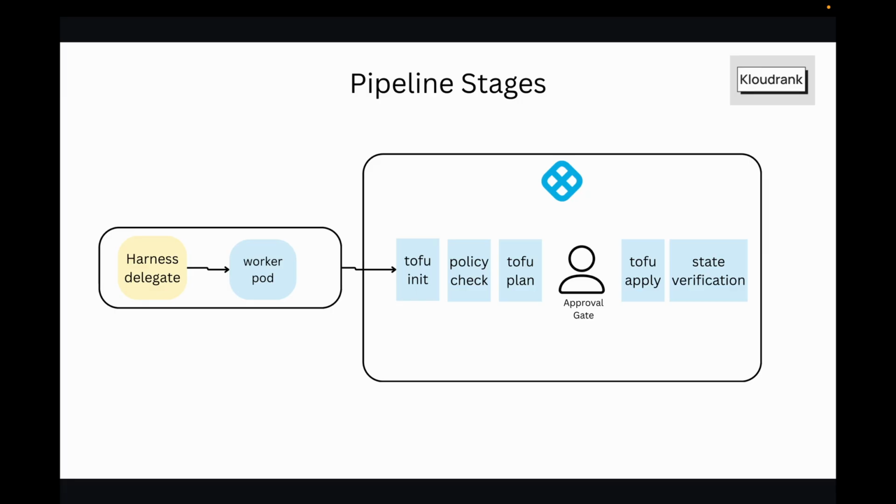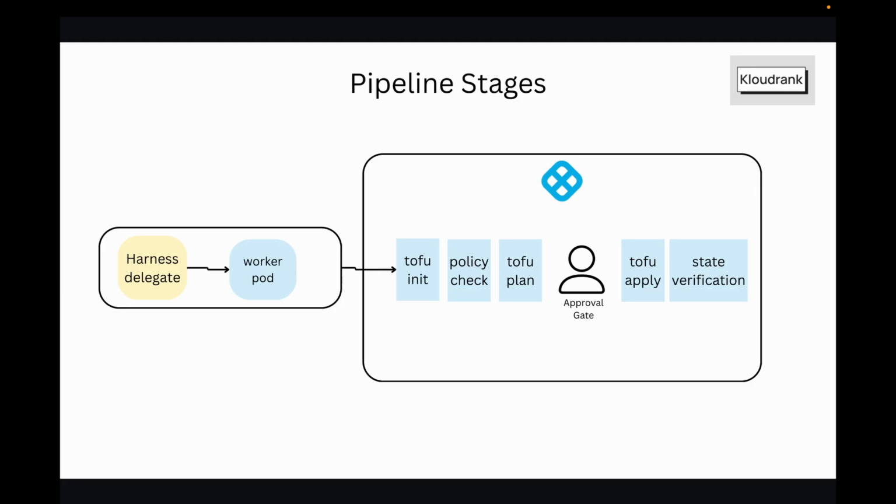Now the worker has the credentials. It executes the standard pipeline stages, and the first stage is the init stage, where it downloads the providers and configures the S3 backend. For the plan stage, it generates the execution plan, basically what is going to be created, changed, or destroyed. And then there's the policy check. This is an OPA policy or OPA policies that validate the plan. Are all the resources tagged? Are any forbidden resource types present? Are the estimated costs within our budget? These are some of the questions that need to be answered, and that's what the OPA policies are there for.